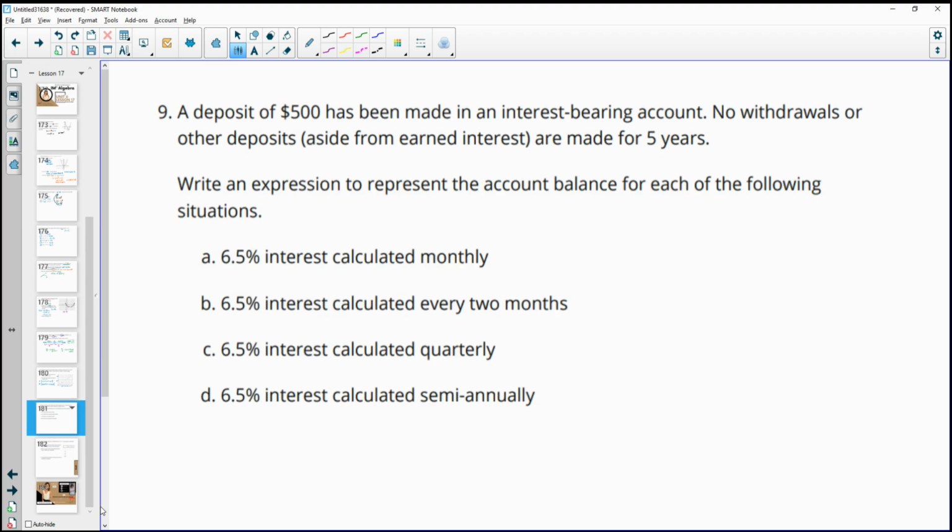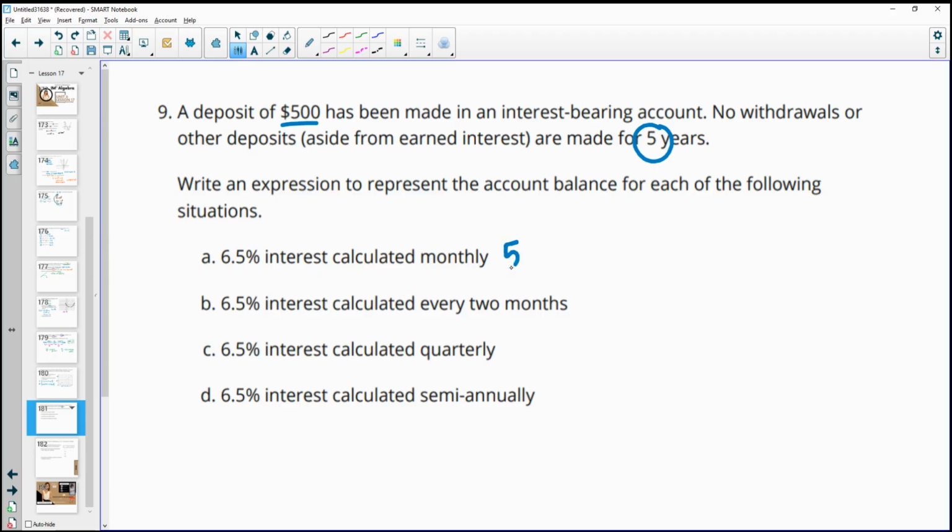Number 9, a deposit of $500 has been made in an interest-bearing account. No withdrawals or other deposits aside from interest are made for 5 years. Write an expression to represent the account balance for each of the following situations.